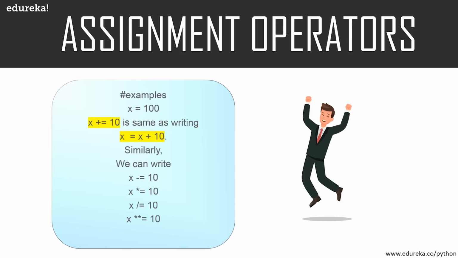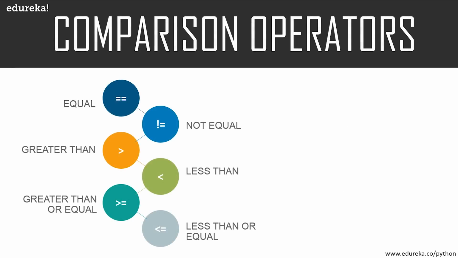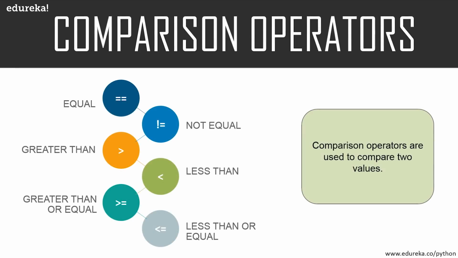Now let's talk about the next operator that we have, which is the comparison operator. Comparison operators are nothing but the operators that we use to compare two values or objects, right? So we have comparison operators like equal, not equal, greater than, less than, greater than or equal to, and then we have less than or equal to as well.